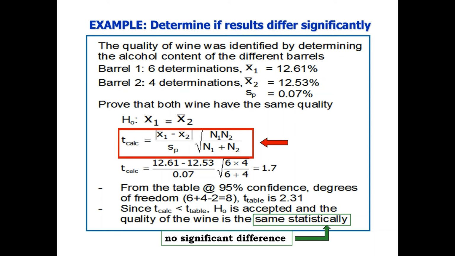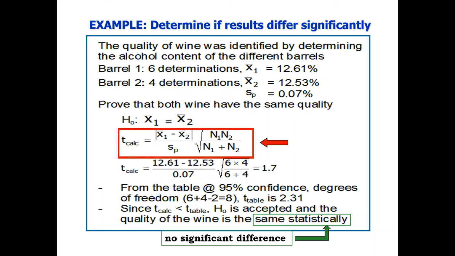The quality of wine is identified by determining the alcohol content of different barrels. So now you are checking whether, between barrel 1 and barrel 2, there is a significant difference in quality. Barrel 1 gives you a mean of 12.61% alcohol. The second one gives you 12.53%. SP, using the previous formula, you get 0.07. You insert into the T calculate and you get a value of 1.7 as the T calculate.